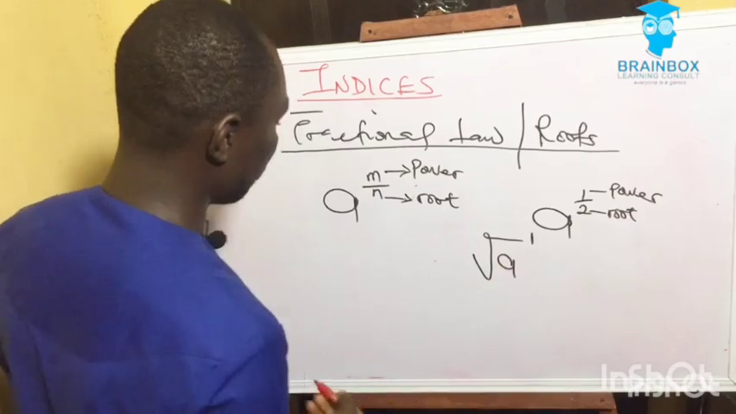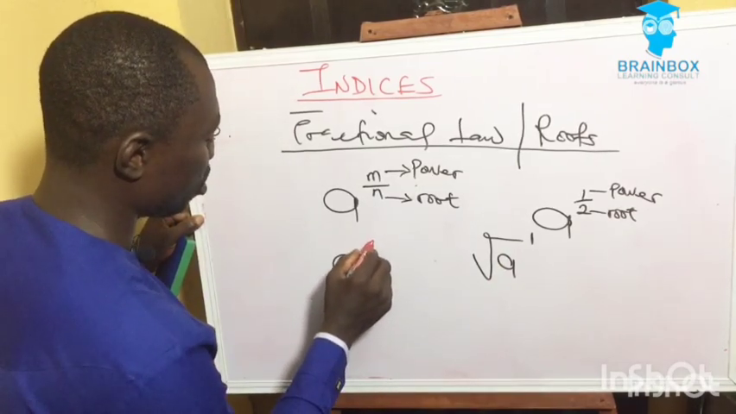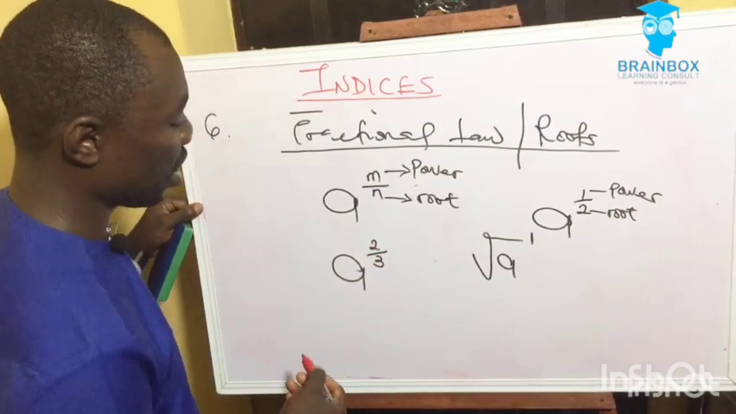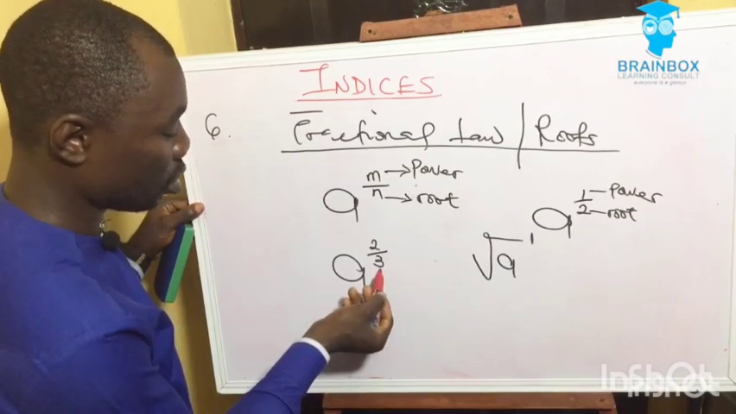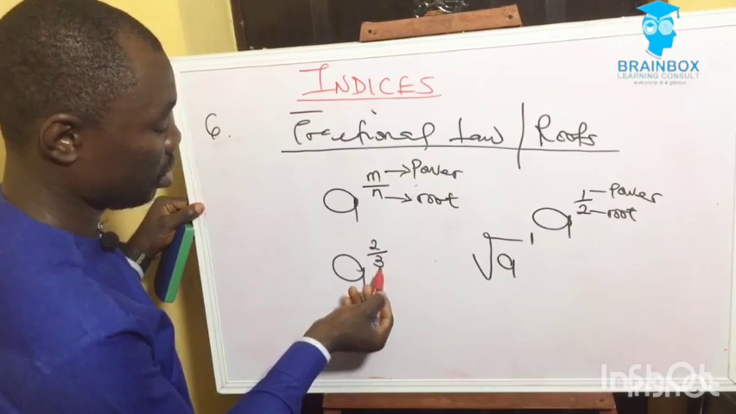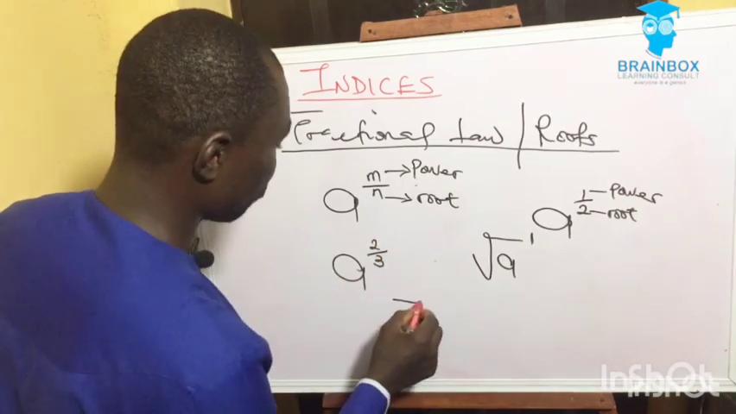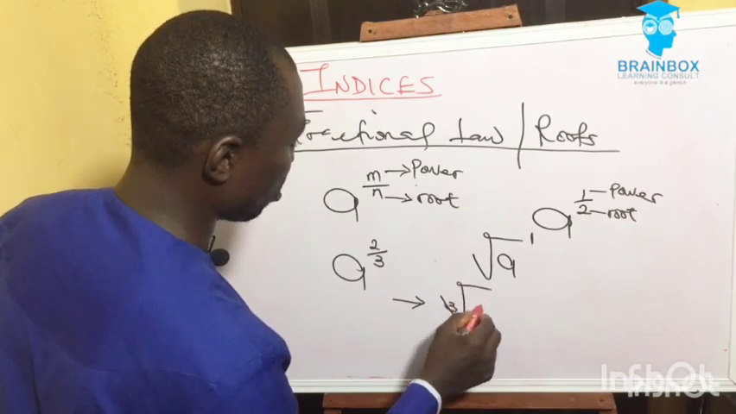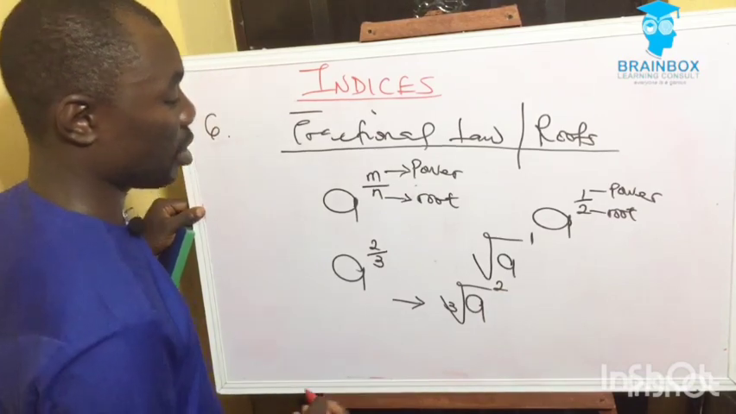So for instance, if I write 2 over 3, what do I mean here? What I mean is that this is a cube root expression, raised to the power of 2. So what that means is cube root of a, raised to the power of 2.